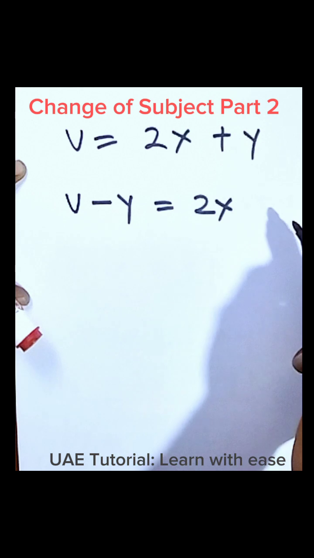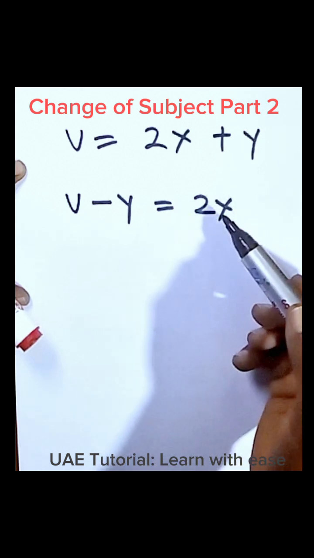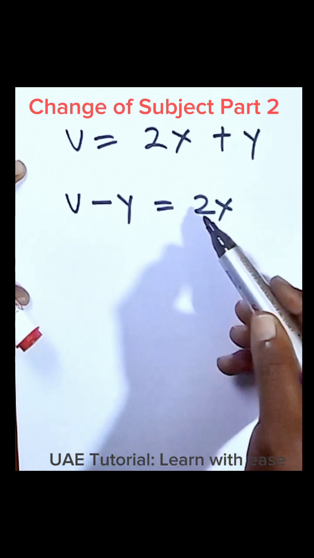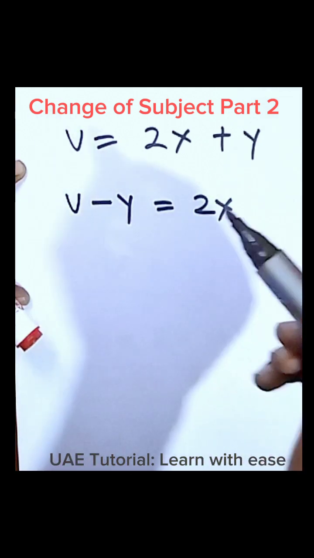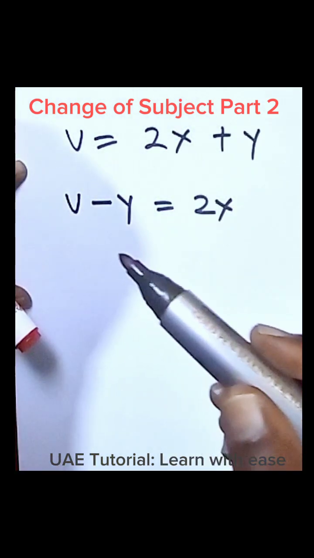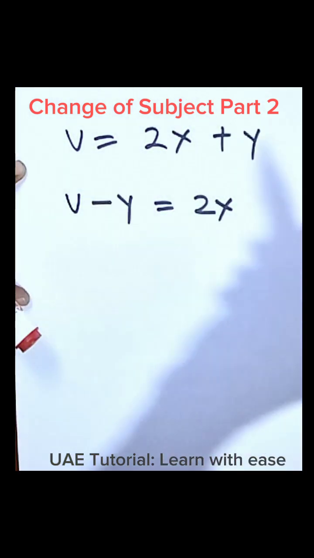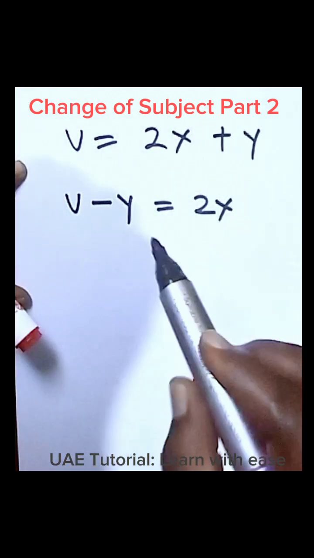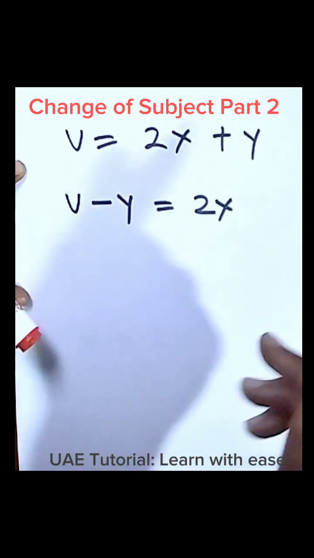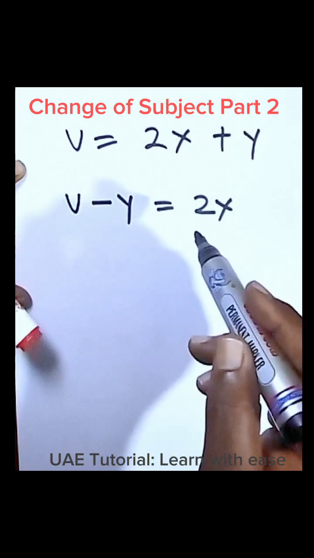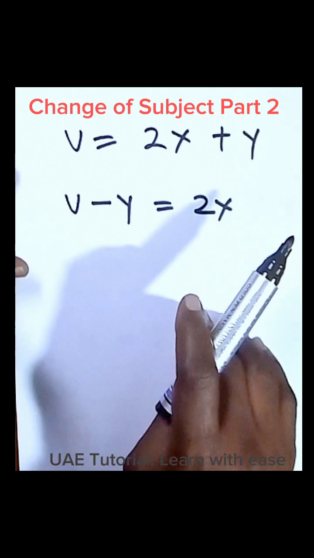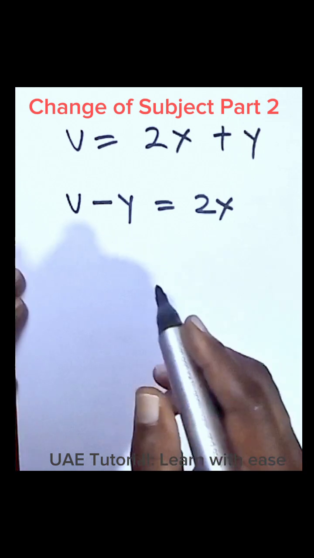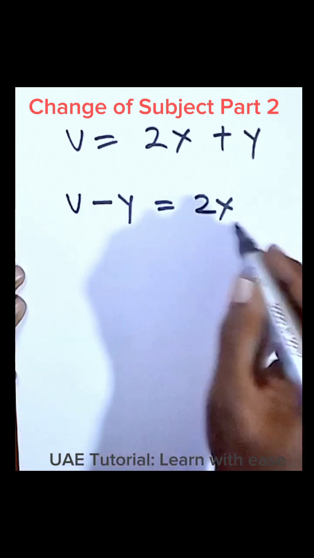We're having 2x. So what do we do? Remember, x has a coefficient. It has a 2 attached to it with a multiplication bond. And the opposite of multiplication is division. So what are we going to do? We're now going to divide both sides of the equation by 2 to knock off that 2 that is attached to x with a multiplication bond. So we divide both sides of the equation by 2.